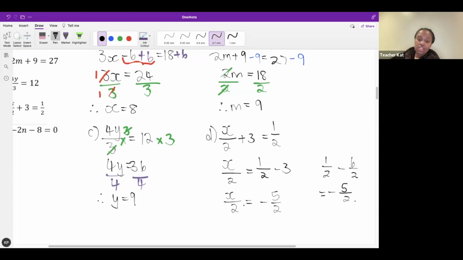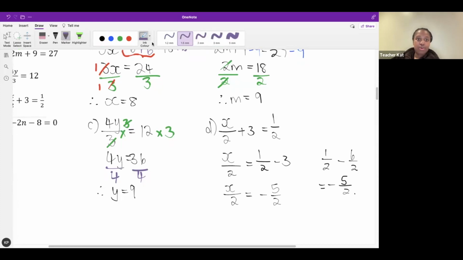Wonderful. Now I still have a divided by 2 to get rid of. How do I get rid? What is the inverse operation for divided by 2? Times by 2. Because if you times by 2, then these 2's will cross cancel and become 1. And then here again, they cross cancel and become 1. Therefore, x is equal to negative 5.